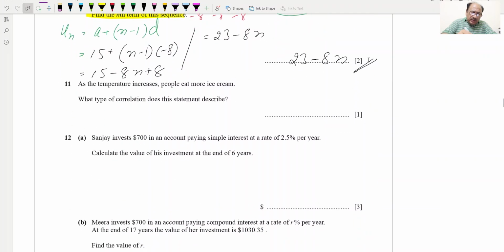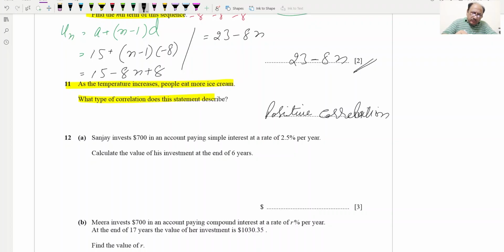Now question number 11, as the temperature increases people eat more ice cream. What type of correlation does this statement describe? So it is positive correlation, so we can write positive correlation.